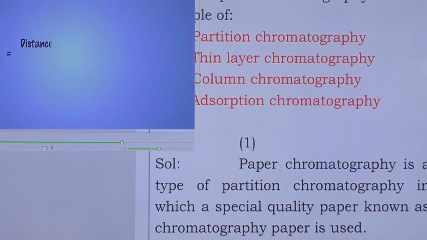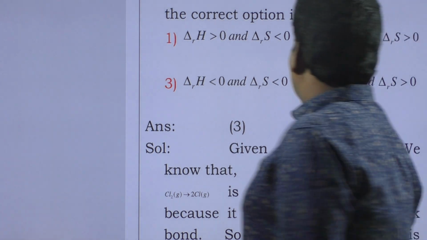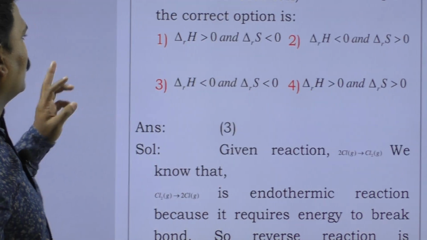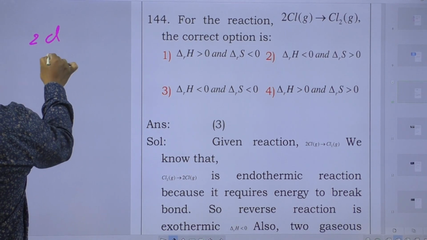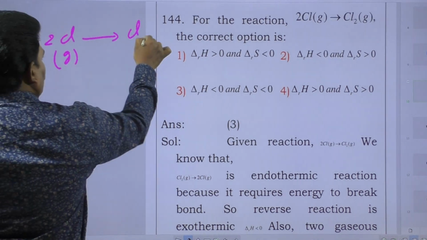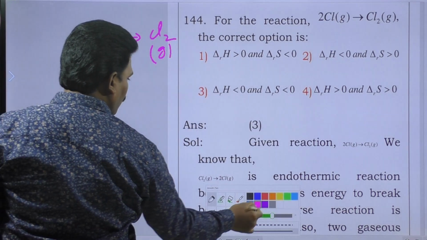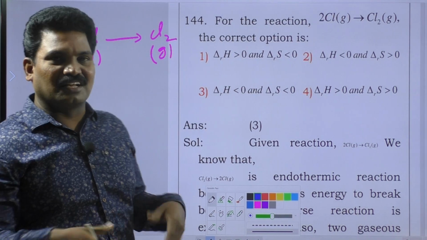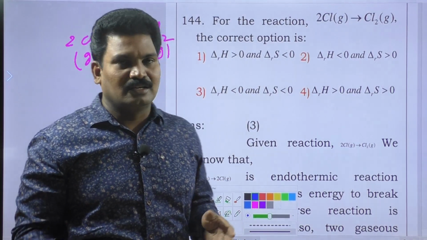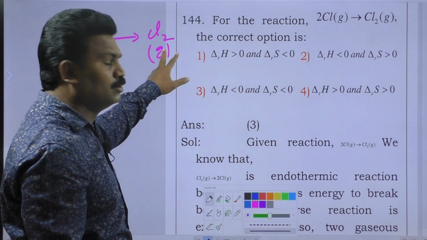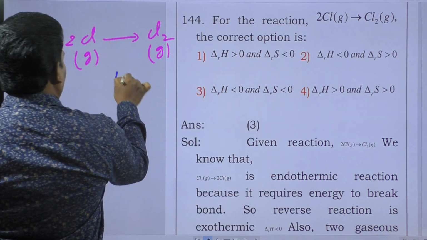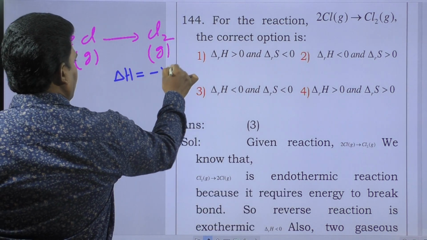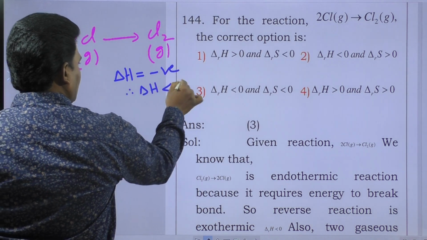Question number 144. For the reaction 2Cl giving rise to Cl2, the correct option is... 2Cl means gaseous atoms convert into Cl2 gaseous molecule. That means bond formation. Bond formation releases energy, bond dissociation requires energy. Here 2 moles of gas atoms convert into 1 mole of gas molecule. So energy is released because of bond formation, so delta H is negative, an exothermic reaction. Therefore delta H is less than 0.